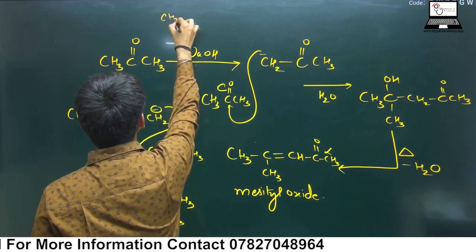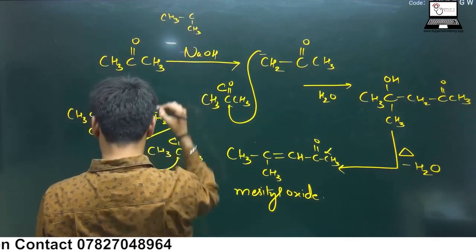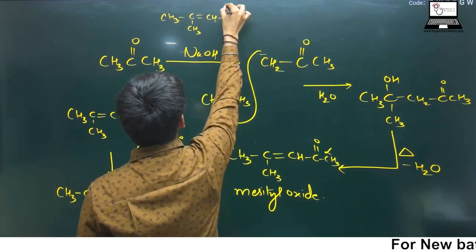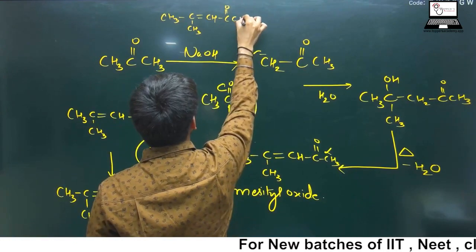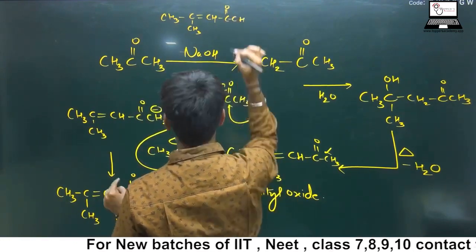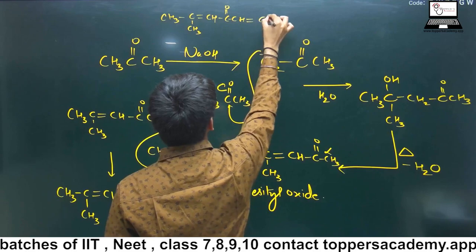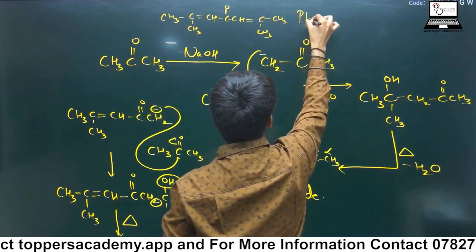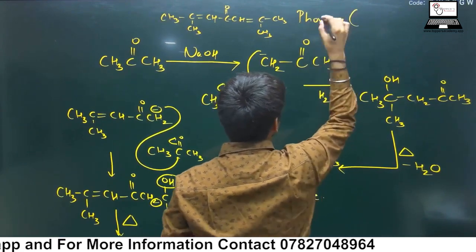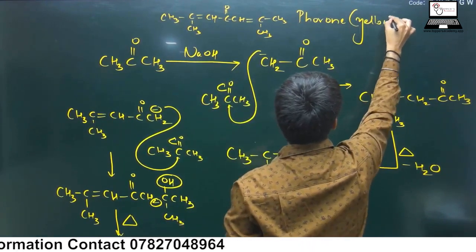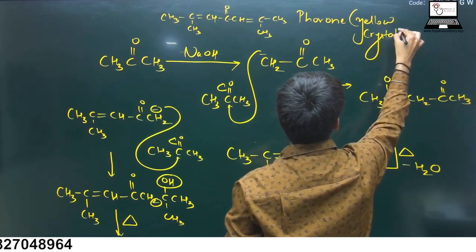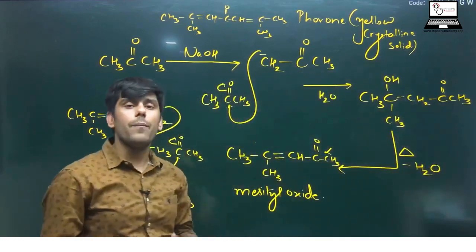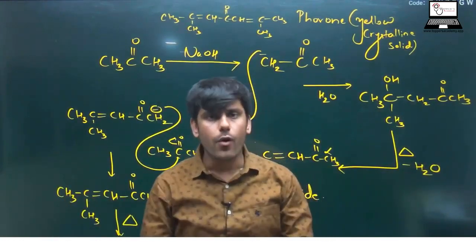This is CH3, CH3, double bond CH, and this is the single bond C double bond O. This is your CH, this is your CH double bond C, CH3, CH3. And this is called phorone, and this is your yellow crystalline solid. So these are some of the examples of aldol condensation or aldol reaction.